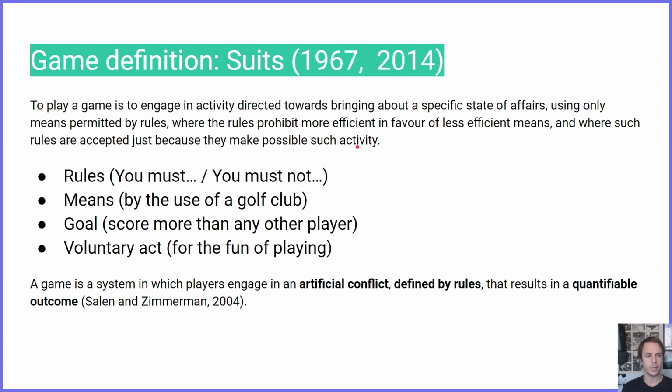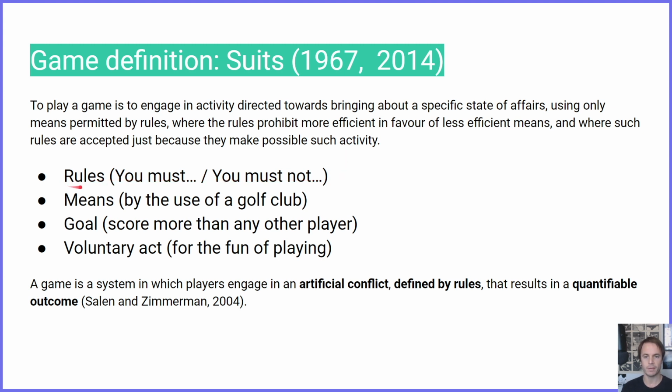Golf is a game where we are trying to bring about a specific state of affairs, in this case, getting the ball into the hole. And we're only allowed to use means permitted by the rules. The means of playing golf is to use a long metal stick to hit the ball. The rules do not allow the means of picking the ball up and taking it and dropping it into the hole. So this is a less efficient means. Hitting the ball with a long stick is perhaps a less efficient means than carrying the ball in a car. And we accept these rules because they make the activity of golf possible.